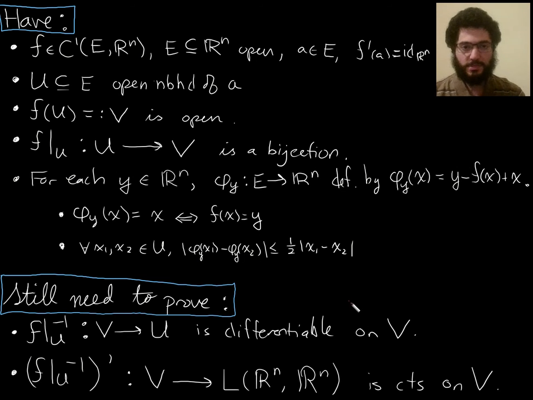And what's left for us to prove, so if you remember in my statement of the inverse function theorem, I gave three conclusions, 1, 2, 3. And we proved 1 and 2. And what's left to prove is 3, which I've split up into these two components.